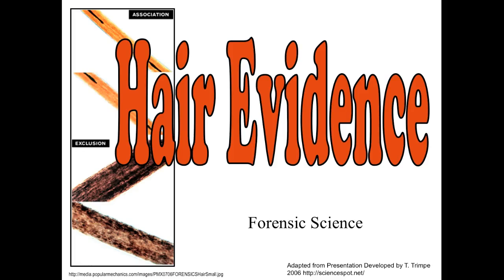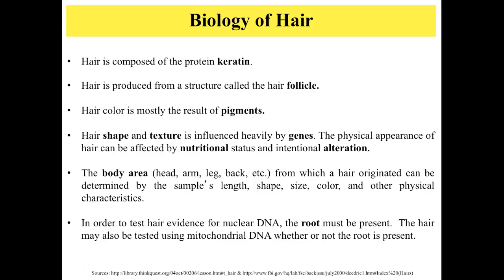This screencast is on the collection and analysis of hair evidence found at a crime scene. So let's take a look at the biology of hair. Hair is composed of the protein keratin. Keratin is also the primary component of fingernails and toenails, just to give you a comparison of what we're looking at. Hair is produced from a structure called the hair follicle.